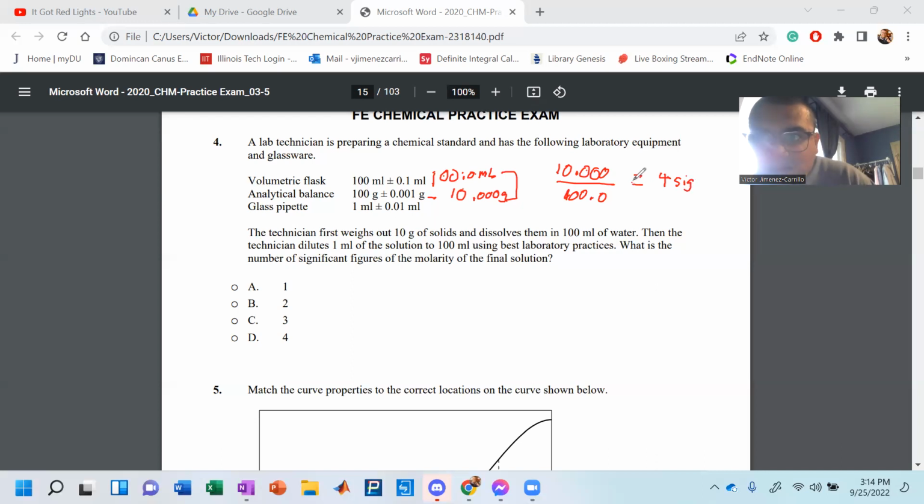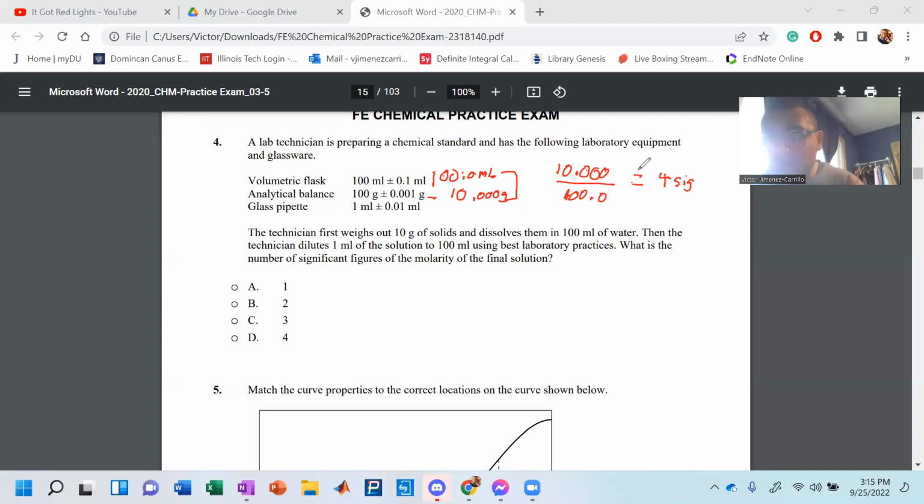Well, if you're going to dissolve something and you're going to do a solution to it afterwards and dilute it, you need to have a solution first. And getting the solution needs its concentration. So with that being said, there's 10 grams. That's 5 significant figures divided by 100 grams, which is 4 significant figures.